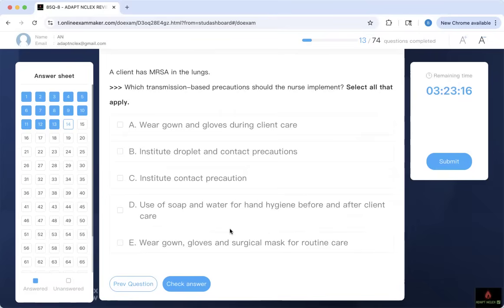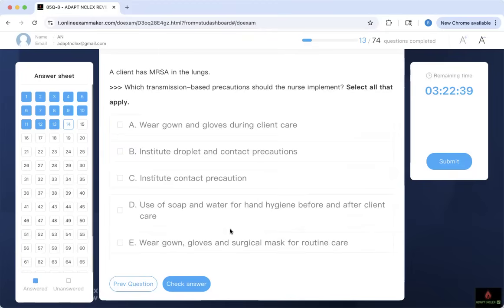Wear gown and gloves during client care. Institute droplet and contact precaution. Institute contact precaution, use soap and water for hand hygiene before and after client care, wear gown, gloves, and surgical masks for routine care. What would you do? Which one would you select? Trust me, I'm trying to help you so you can master infection control. Stop the video, pick your answer. Let me know what you think. I want you to get this right. If you get it wrong, it's okay, but write the concept down.